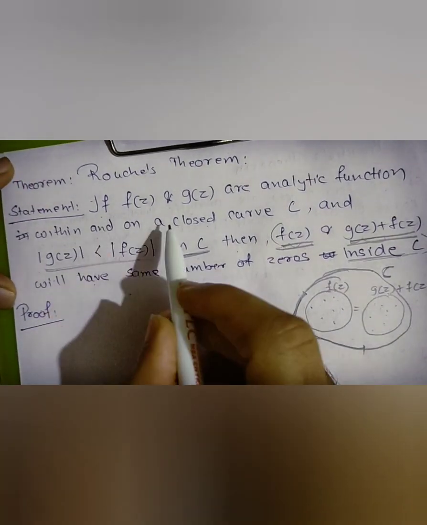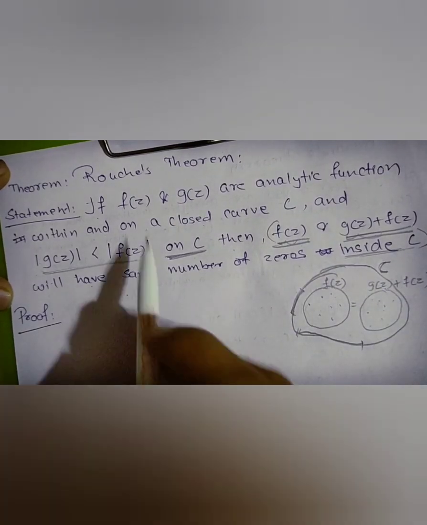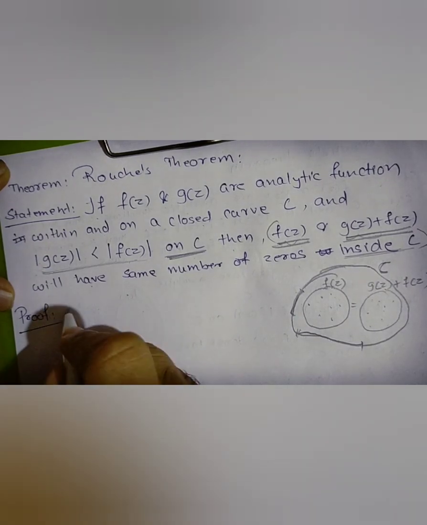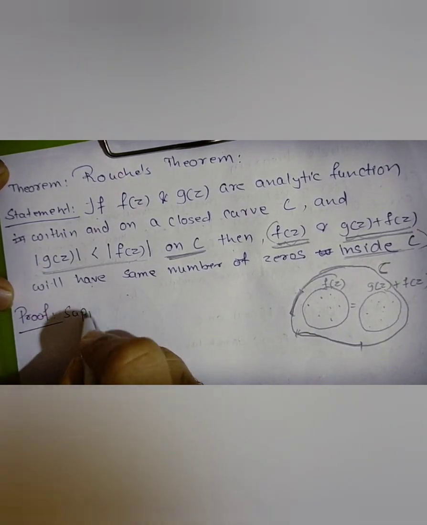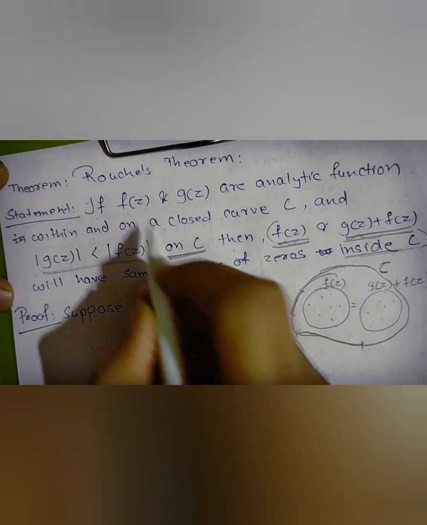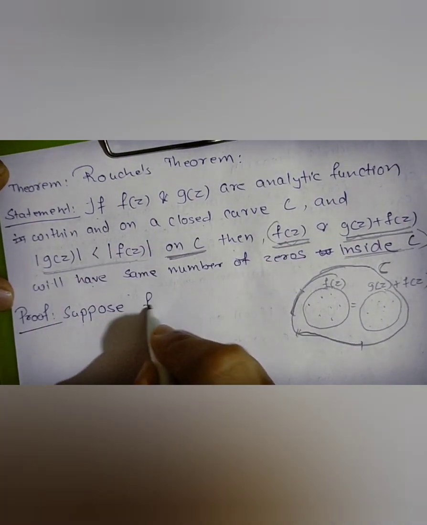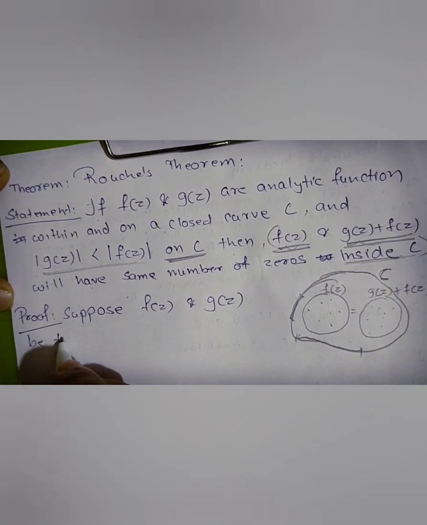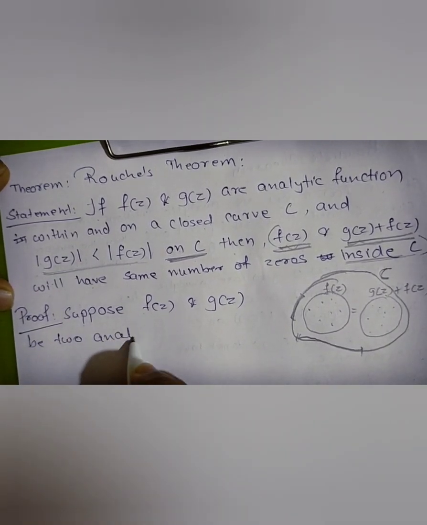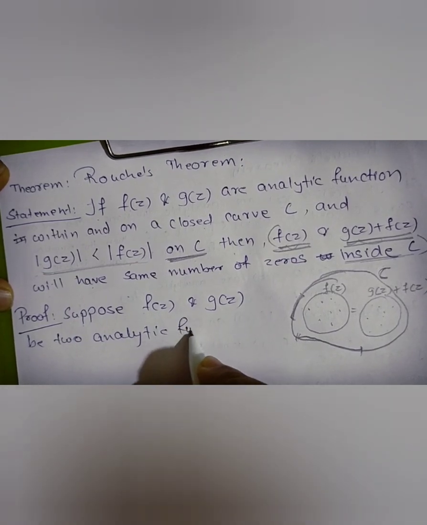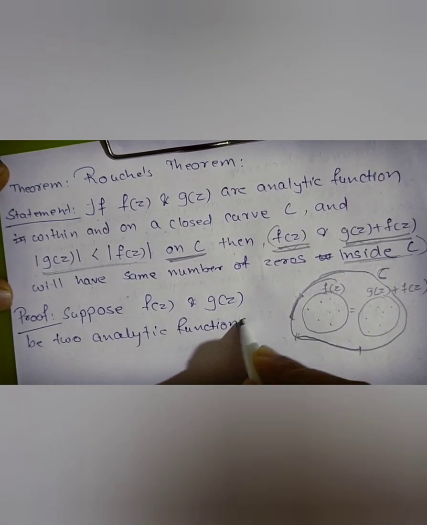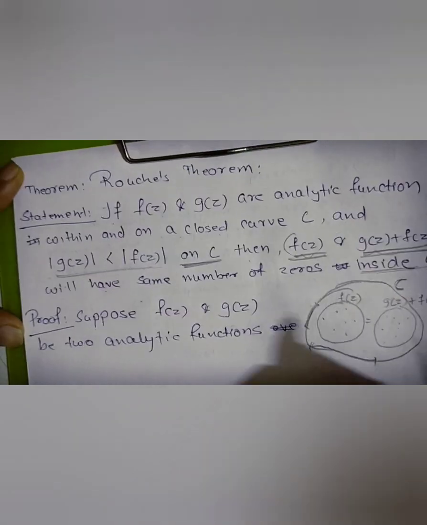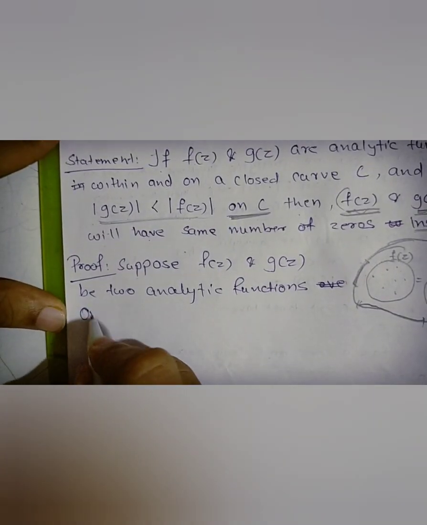So first of all, to prove anything, we just need to pick up a few of the given things from the theorem statement itself, and then we will proceed ahead with the proof. So suppose we have two functions, right? So suppose f of z and g of z be two analytic functions.